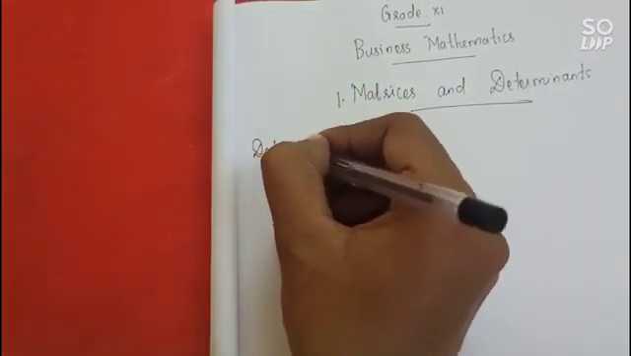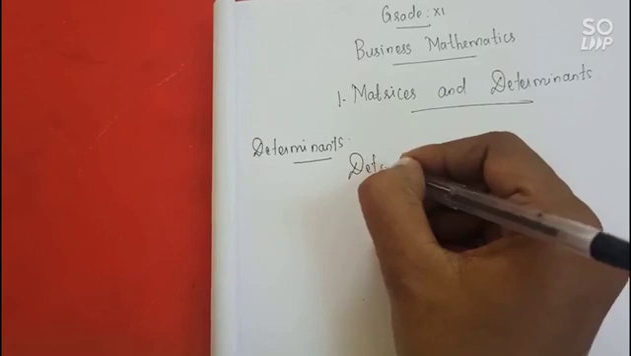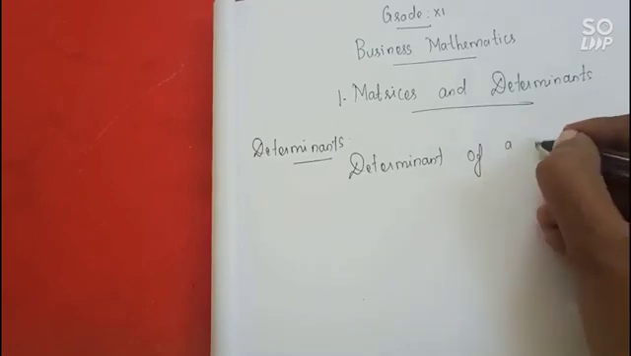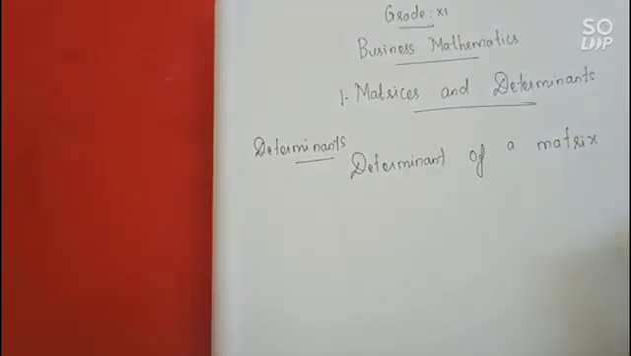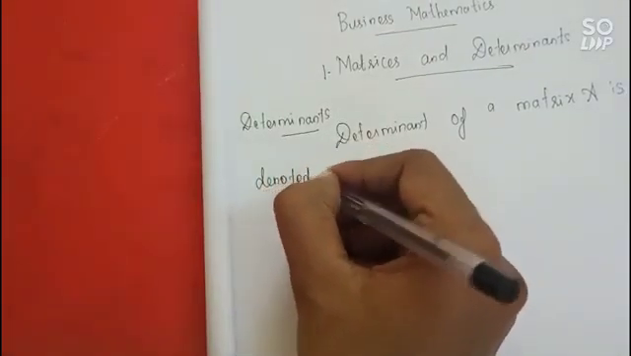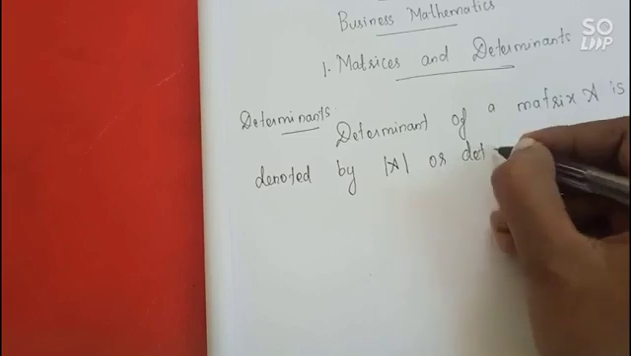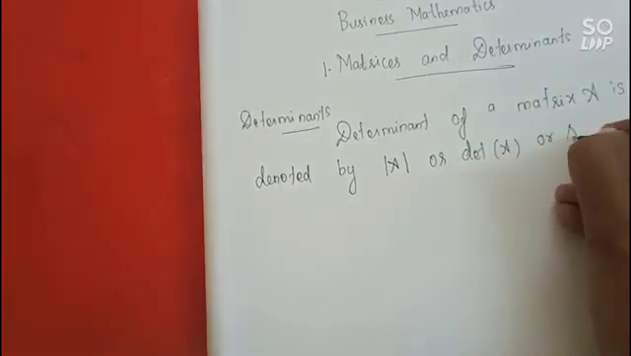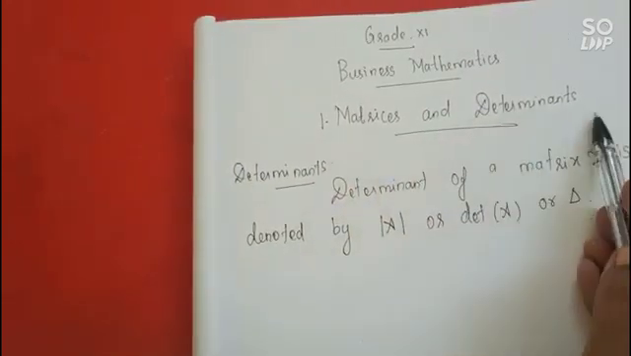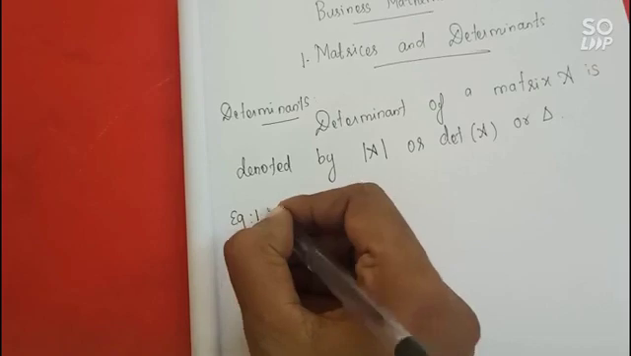Put the heading as determinants. Determinant of a matrix. You need to take this down to your note. Determinant of a matrix A is denoted by determinant of A, or det of A, or delta. These are the three symbols to use. This one you need to take down to your classwork. Put the heading matrices and determinants, side heading determinants, and take down. Okay, next one.